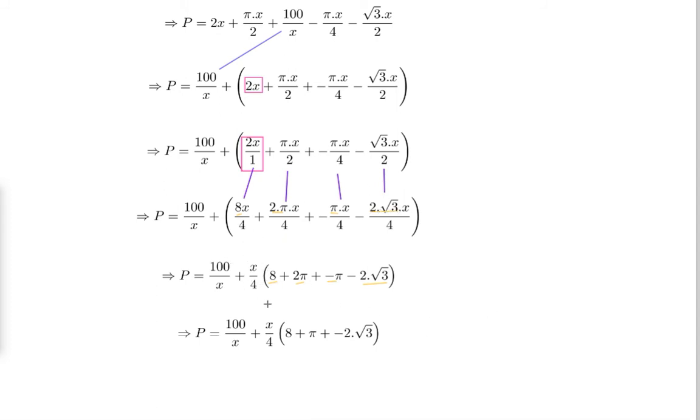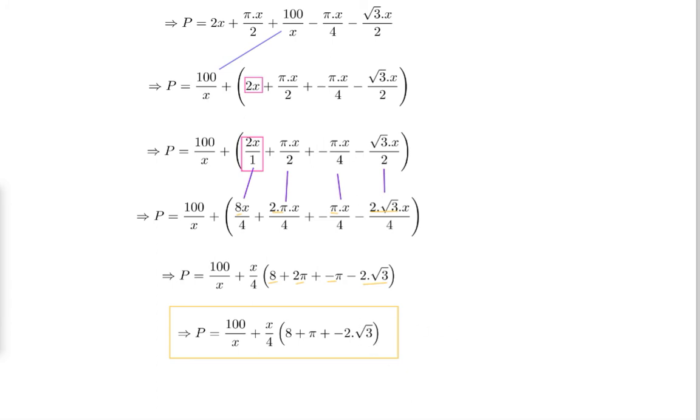It's taken out, and left with 8 plus 2 pi minus pi. 2 pi minus pi, of course, is just pi, minus 2 root 3. And what we can find, therefore, is our final solution. This should perhaps say, therefore, 100 over x plus x over 4 times 8 plus pi minus 2 root 3.